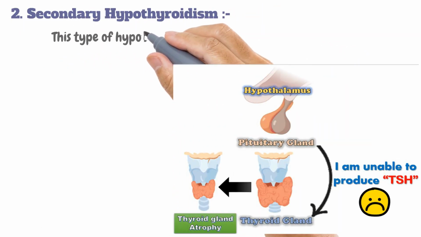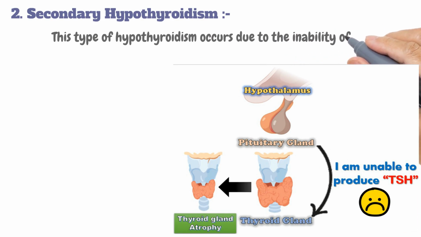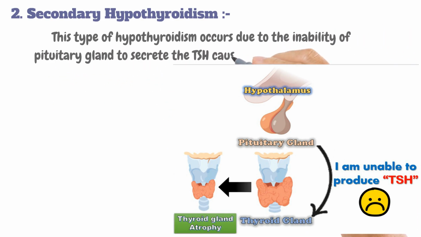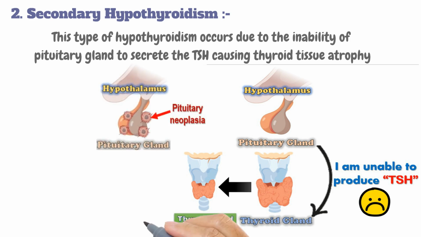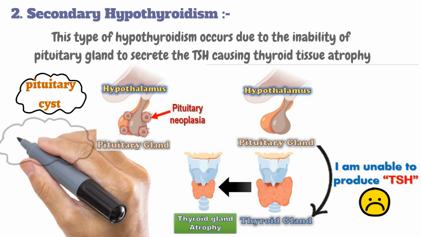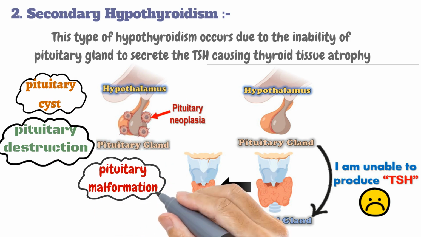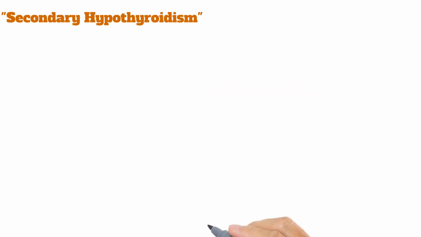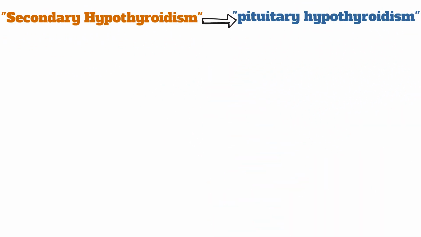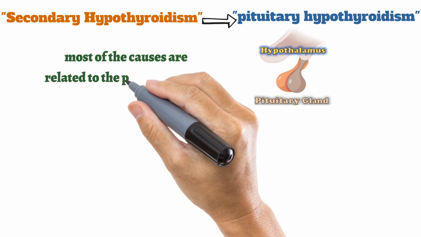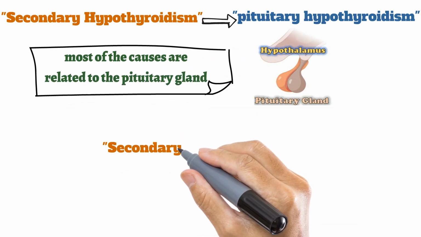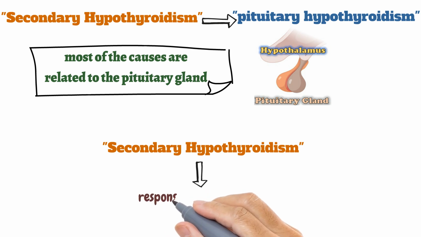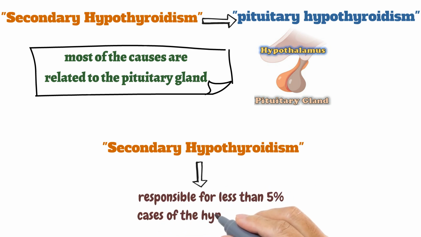This type of hypothyroidism occurs due to the inability of the pituitary gland to secrete TSH, causing thyroid tissue atrophy. Pituitary neoplasia, pituitary cyst, pituitary destruction, and pituitary malformation are the causes for secondary hypothyroidism. And secondary hypothyroidism is also known as pituitary hypothyroidism, as most of the causes are related to the pituitary gland. Secondary hypothyroidism is responsible for less than 5% of cases of hypothyroidism.